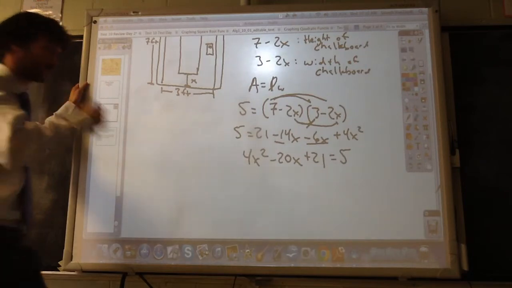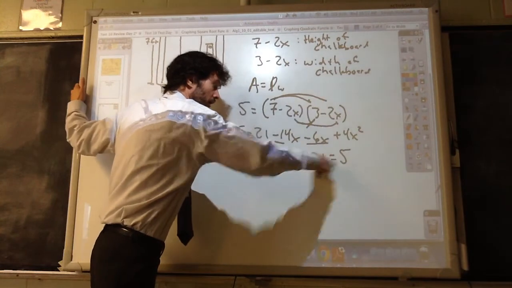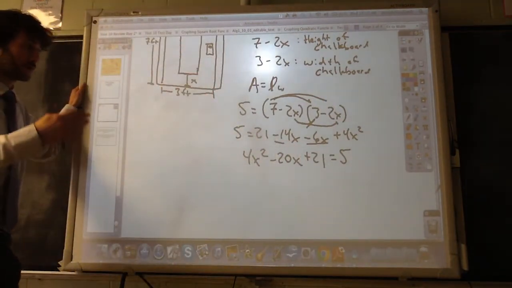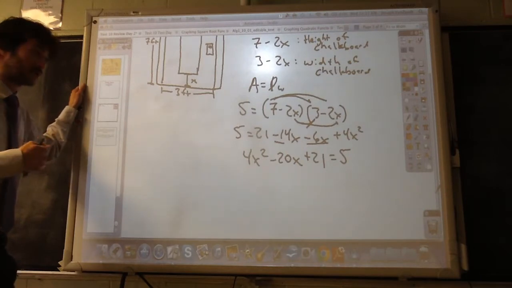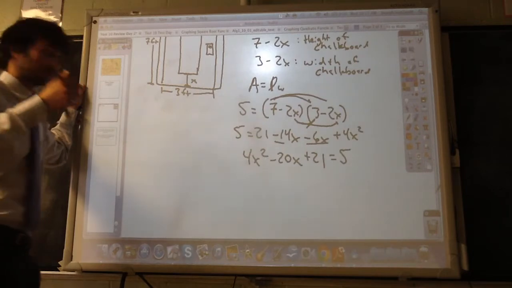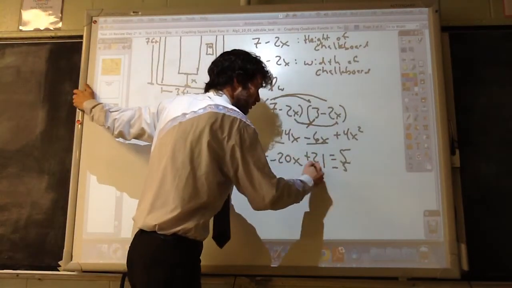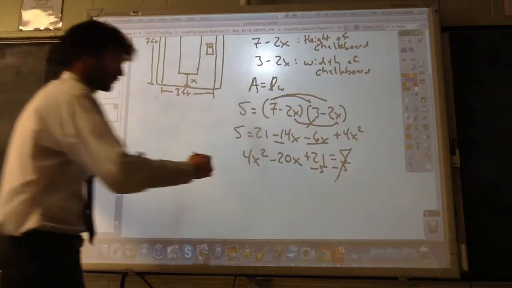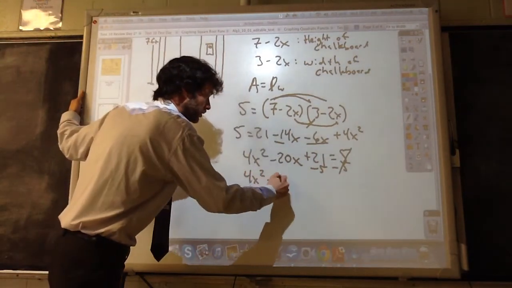If I was going to complete the square, I would need to move the 21 over here and divide everything by 4, and I can totally do that. If I'm going to do quadratic formula, which I'm going to do, what do I need to do first? Get the 5 over. Good, subtract 5, because in order to use it, I have to have an equals 0. That's the rule with quadratic formula. Your function has to be equal to 0.